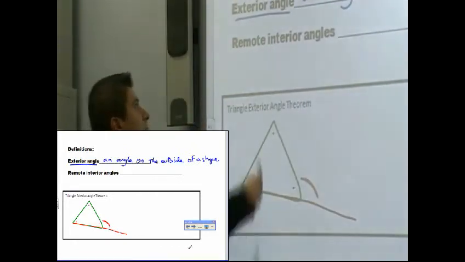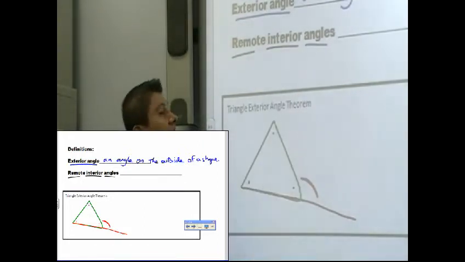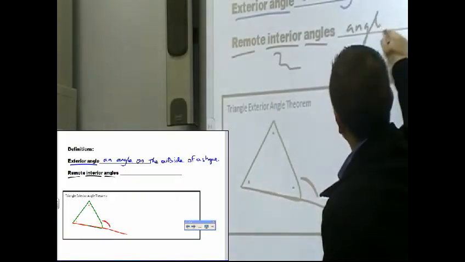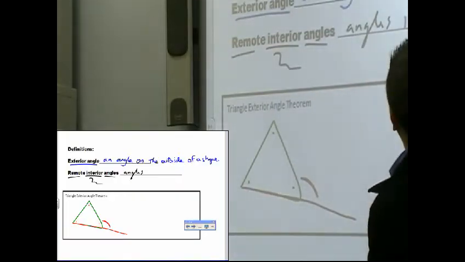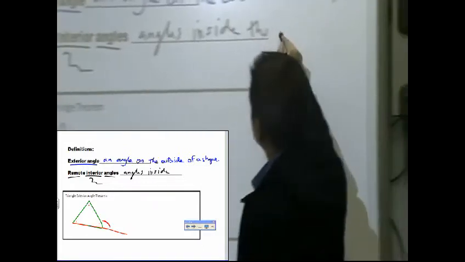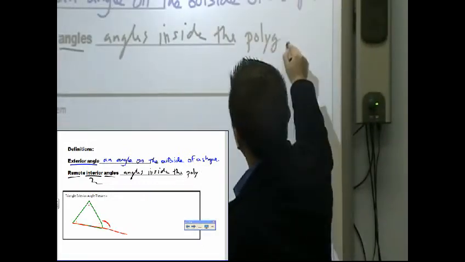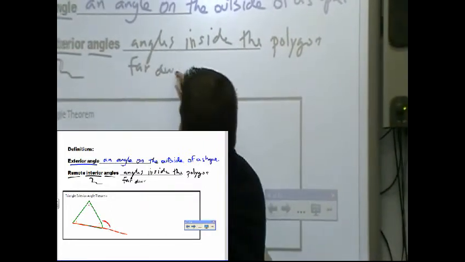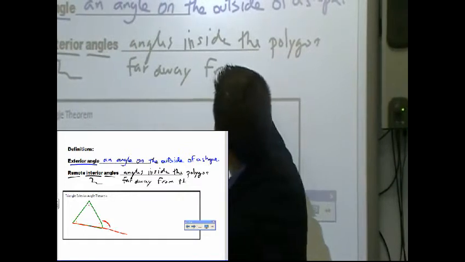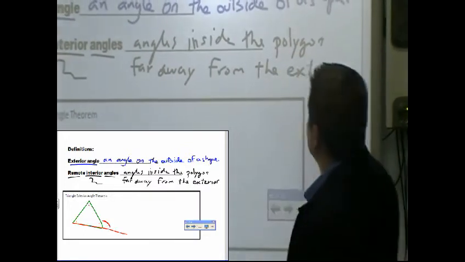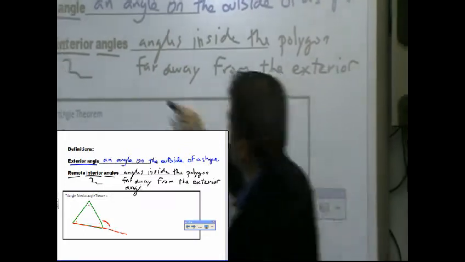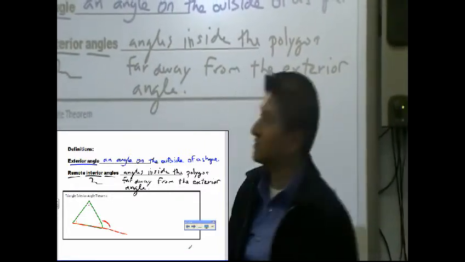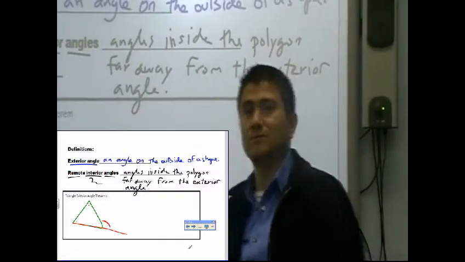Remote interior angles. As the name says, they are interior angles, angles inside the shape, or inside the polygon, far away from the exterior angle. What are you talking about? I'll give you a moment to catch up and hopefully make sense of that scribble scrabble chicken scratches.